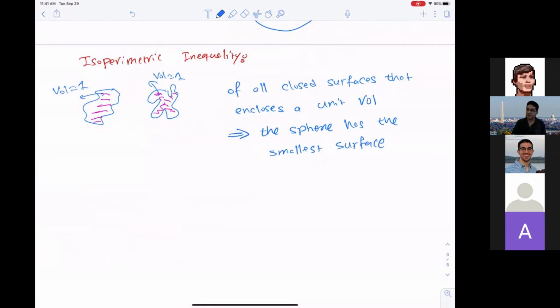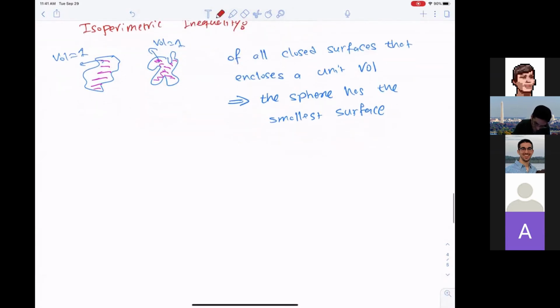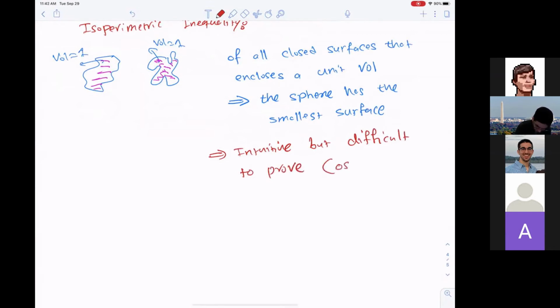Quite intuitive, right? Can you prove it as homework? Is it easy to prove? It turns out that although it is very intuitive, it is very difficult to prove. In fact, I think there's a good history about this in this classical paper in 78. So it is very intuitive, but not really easy to prove.